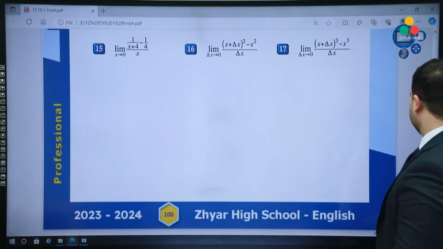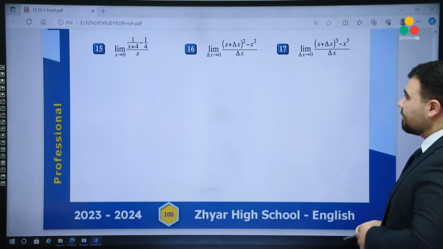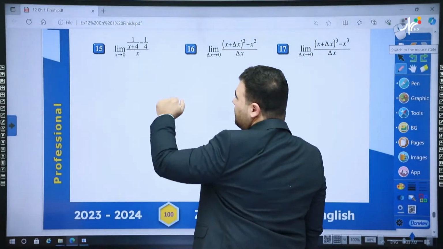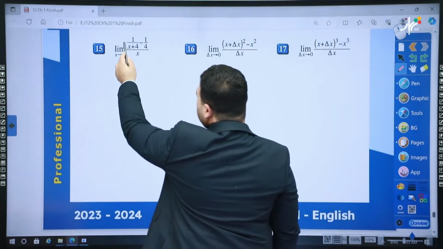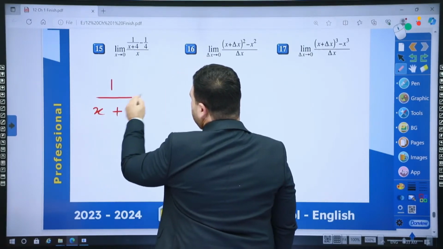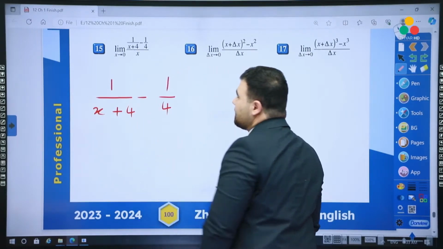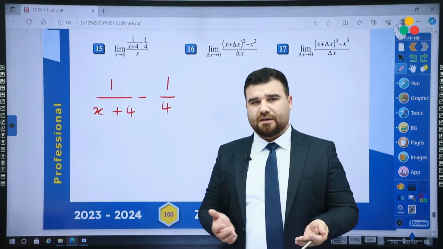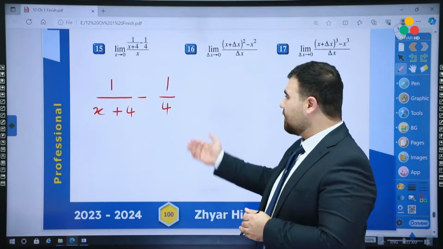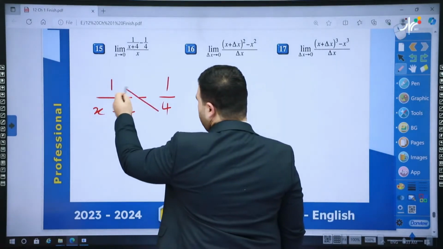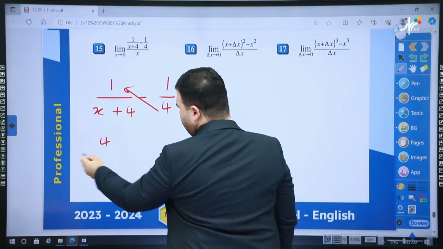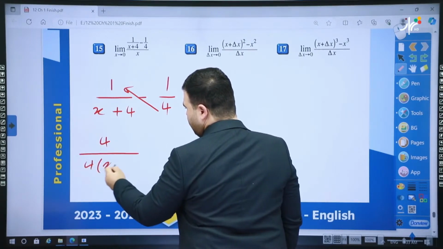Now, let's do question 15. This question 15, as I tried, if I put 0 in place of x, I'll get 0 over 0. Now, these two fractions, 1 over x plus 4 minus 1 over 4, since I have two fractions, between them is minus, I should find the common denominator. Then here we can apply butterfly method. 4 times 1. We multiply 4 by up and down, so it will be 4x plus 4.